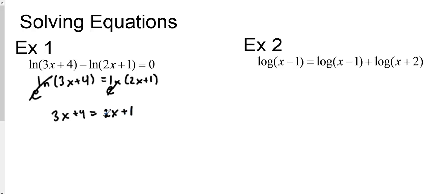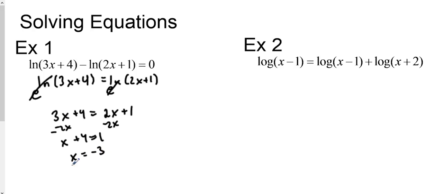Now from here, all we're going to do is solve this. When we solve it, we're simply just going to subtract 2x both sides, and what that gives is x plus 4 equals 1, and x is going to equal, what do we got here? Subtract that, it's going to equal negative 3. All right, it appears that x is going to equal negative 3.